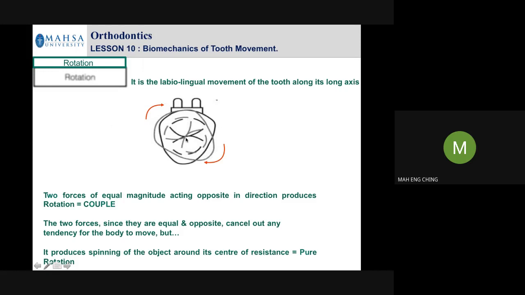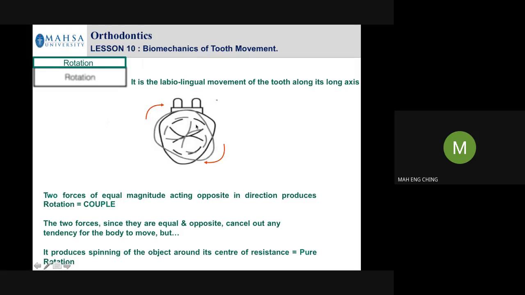So imagine there's a center of resistance in the middle. You apply the force in the opposite direction. You spin or rotate the tube. That's what we call pure rotation. But let's say if of these two forces, only one exists or one disappears, then they are not only causing the rotation, but also causing the movement of the tube.